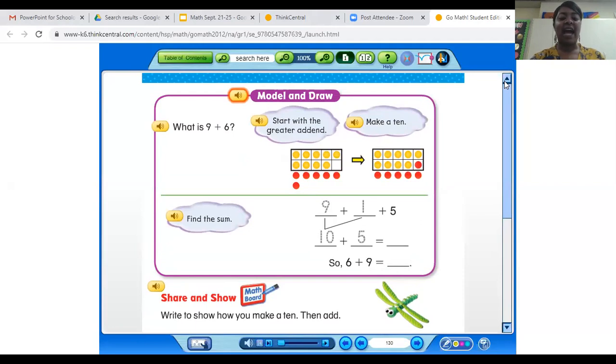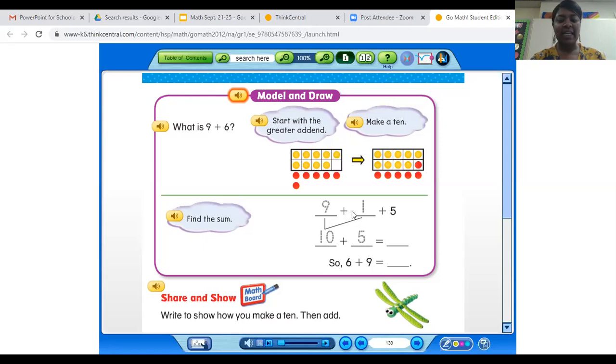I'd rather have 9. Okay, so I have 9 right here, and then I have 6. But my 10 frame is not complete yet. All of my windows aren't full. So I move one more up. Okay, so 9 plus 1.